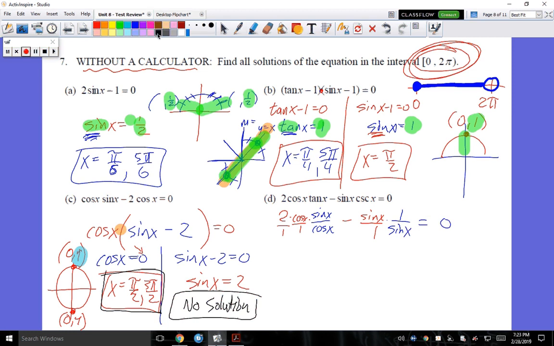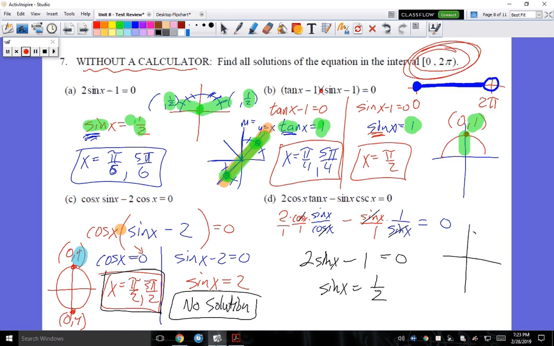Through multiplication pieces, cancellation to 1, we know those will cancel and 1 will be left. These will cancel and you will have 2 sine of x left. And now you can set it equal to 0. Okay, so if I now solve for this, I'll have sine of x is equal to, add the 1 over to the right, divide by 2, is 1/2.